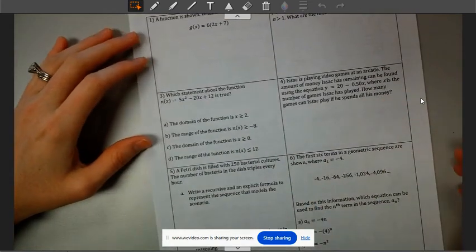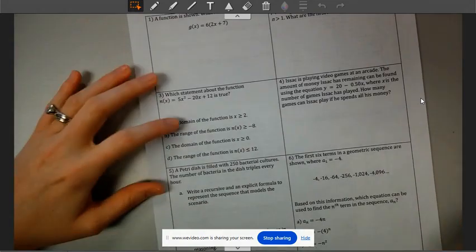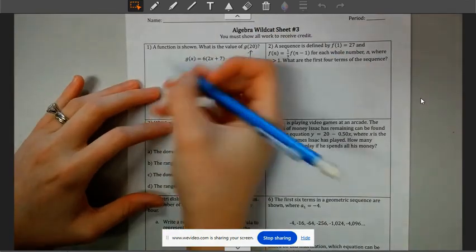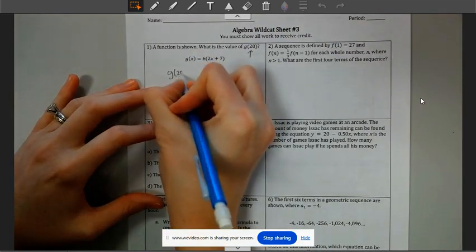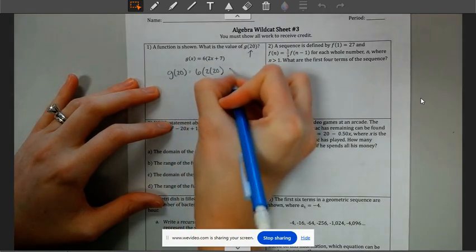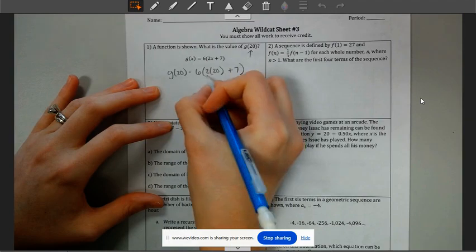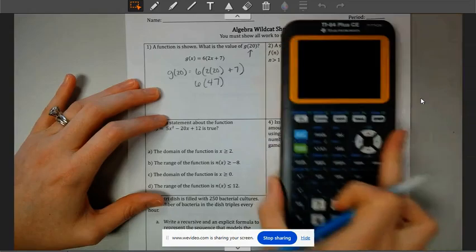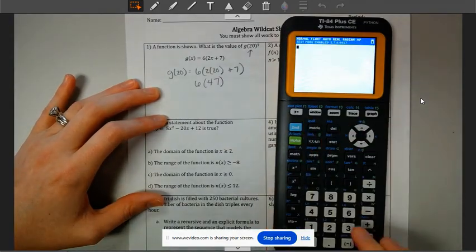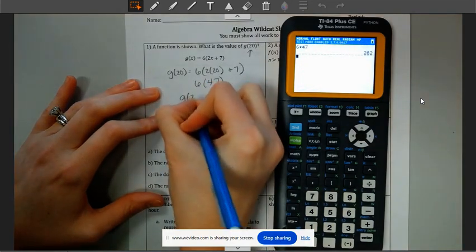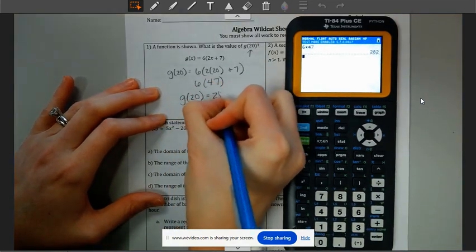Alrighty, Wildcat sheet number 3. A function is shown. What is the value of g of 20? Well, 20 is inside the parentheses, so we're going to replace that for x. So I'm just going to plug in. g of 20 is equal to 6 times 2 times 20 plus 7. So 2 times 20 is 40 plus 7. I have 6 times 47. I have a calculator. I don't have to do this by hand, so I'm going to do 6 times 47. That's 282. So g of 20 is 282.